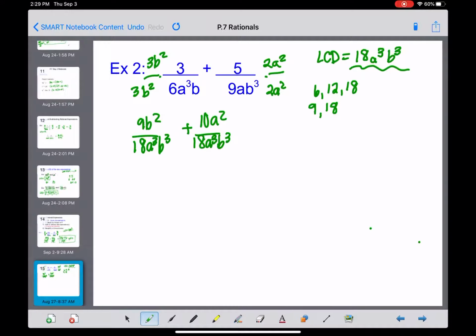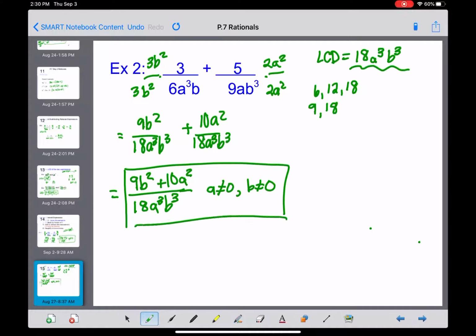Our denominators are the same now. So I can write the fraction with that as my denominator. And then we're going to add the numerators. There are no like terms to add, so that's our final answer. But then we need to write our disclaimers. Notice there are 2 variables, so a cannot equal 0 and b cannot equal 0. And that is the simplified answer.